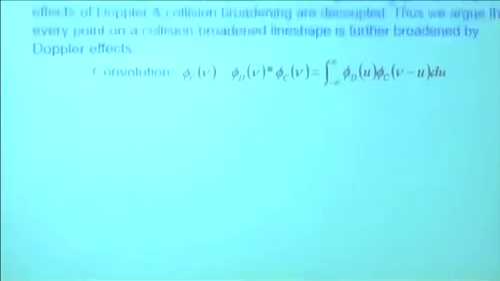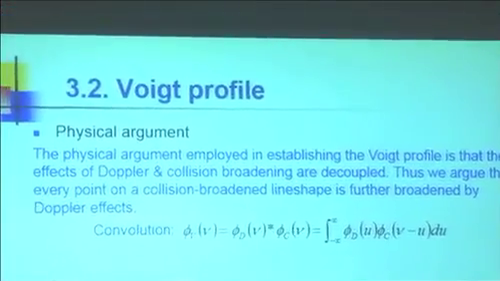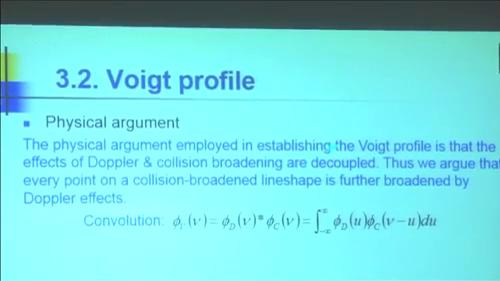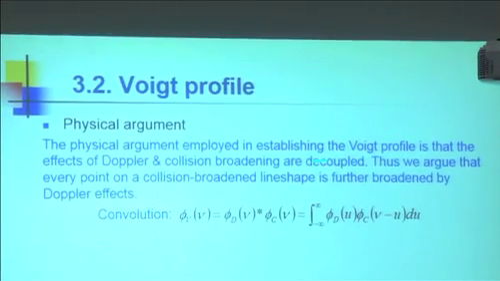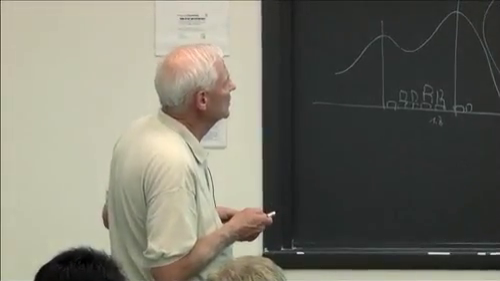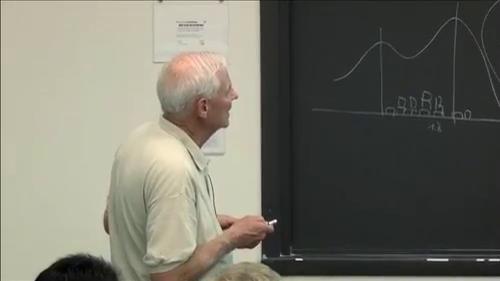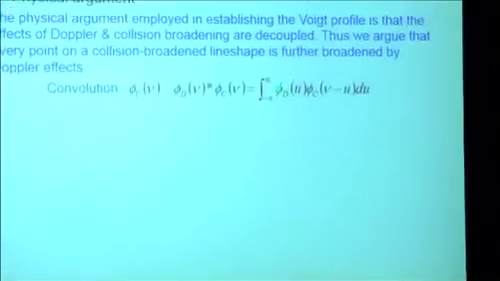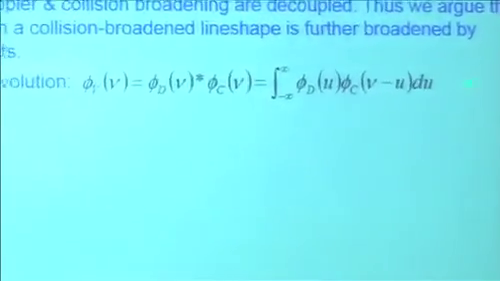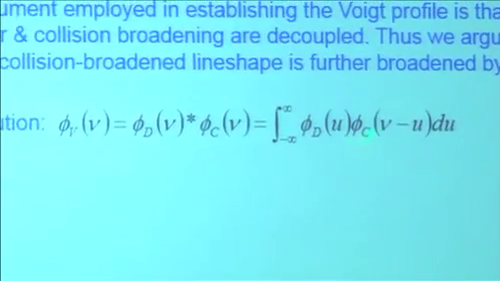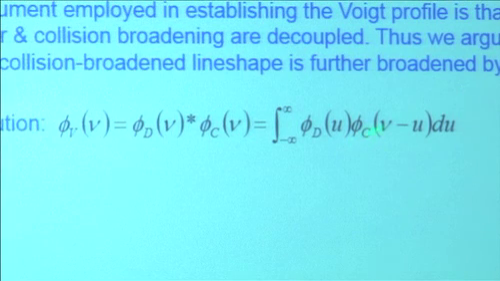Voigt profile. This is where the physical argument comes into play, that kind of a little hand waving. The physical argument is that these effects are decoupled. That's like saying that the collision frequency of every particle class is the same. They're not. But if you say that they're decoupled, then you can combine these two line shape functions and say that there's the Doppler one that depends upon velocity u, and now you have to take the homogeneous one to depend on v minus u.